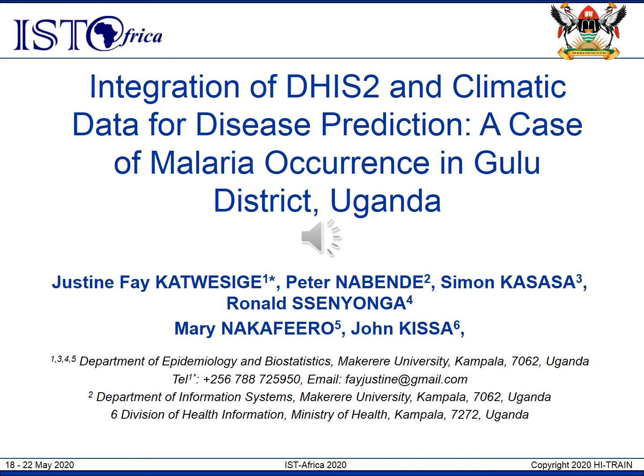I'm Justine Katwesige, presenting to you the integration of DHIS2 and climatic data for disease prediction, a case of malaria occurrence in Gulu district, Uganda. This research was done with Peter Nabende, Simon Kasasa, Ronald Senyonga, Mary Nakafero, and John Kisa.